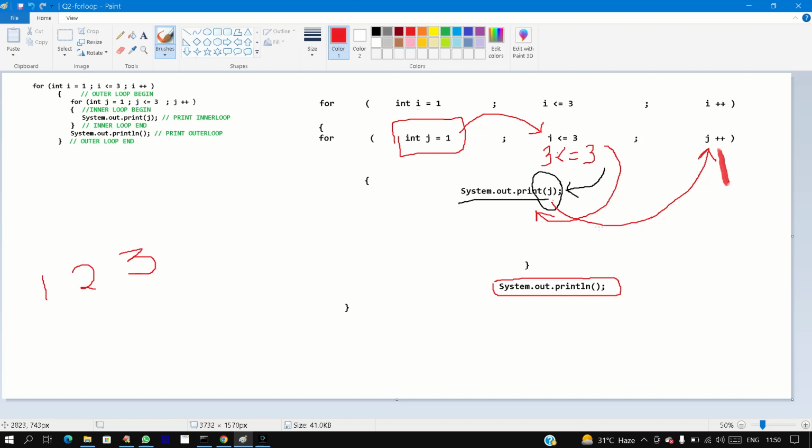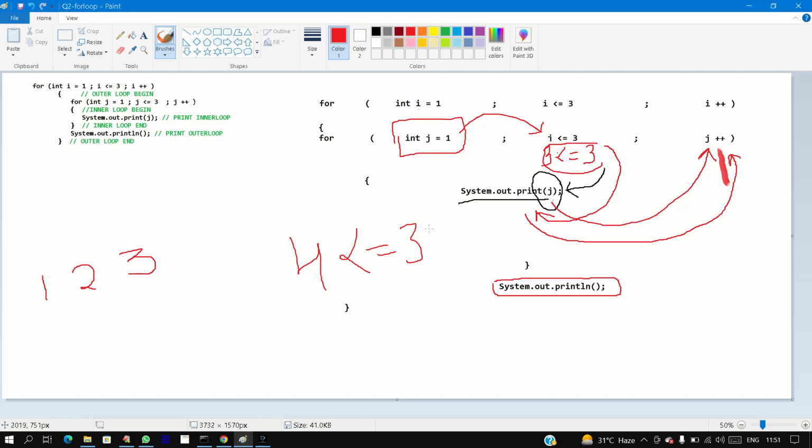Okay. Now what will happen? Try to understand again. After printing this 3, again it will be going to the j++. Now j++ is guiding, dear j, you are 3 right now, but whenever you will be used, you have to make yourself 4. It means you have to increase yourself by 1. Now the condition will be checked: 4 less than or equal to 3. The condition has become false.